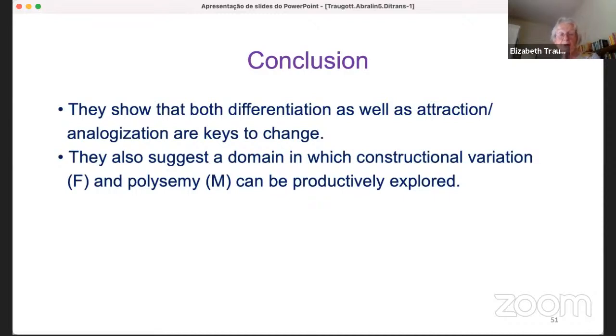So these two types of alternation that I have discussed today show that both differentiation and attraction and analogization are keys to change. And I think they also show a domain in which constructional variation, the form, and the polysemy, the meaning, can be projectively explored.